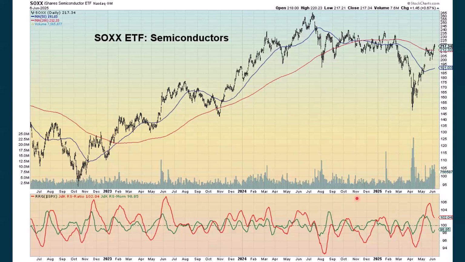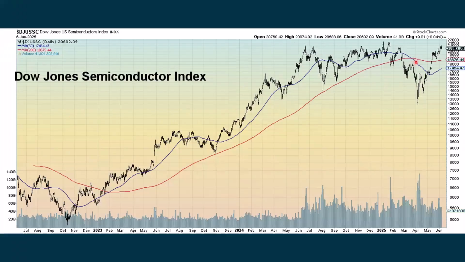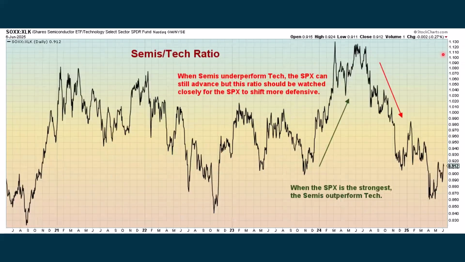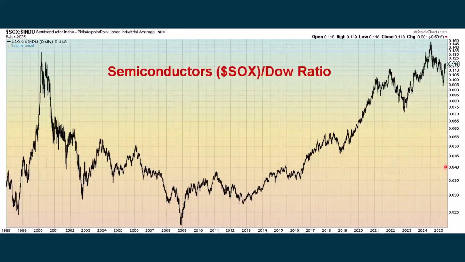In 2025. Then semiconductors, we're above both of the moving averages, but we are still in a downtrend. Here's the Dow Jones Semiconductor Index in a downtrend, but above both moving averages. Then here's the semi to tech ratio, which I showed earlier, so I'm not sure why it's here now. But in case you missed it before, we are improving with this, but not really breaking out.